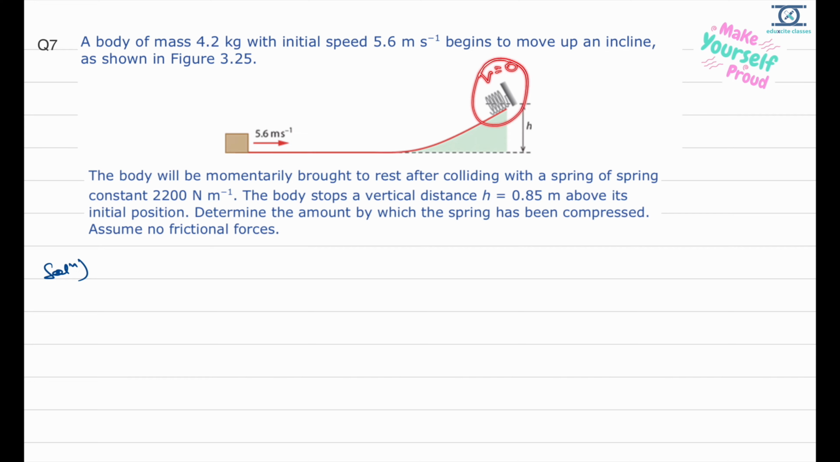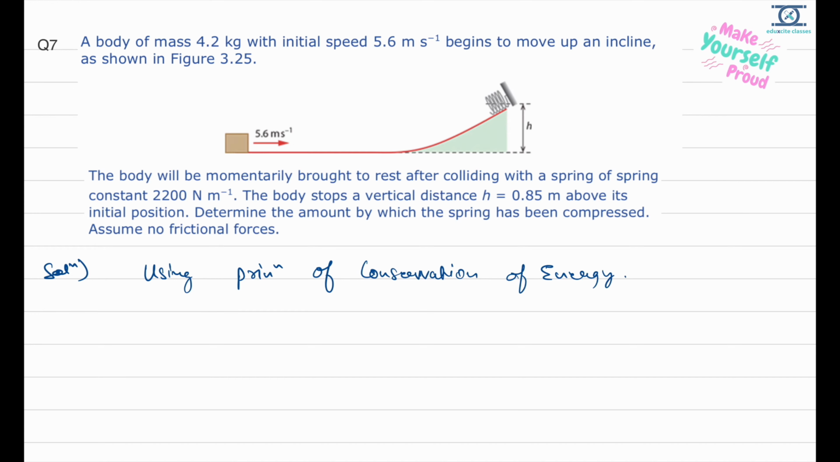So in the final condition, there will be no kinetic energy but there will be gravitational potential energy as it gains height, as well as elastic potential energy stored in the spring. So we have to find out the amount by which the spring has been compressed, where the height is given in the question. So it is nothing but using the principle of conservation of energy, which is that energy is conserved in a closed system. The total energy will be conserved. So initial energy will be equal to the final energy.